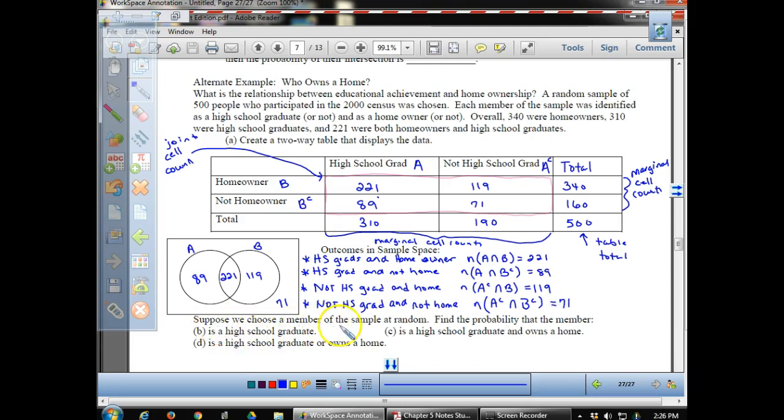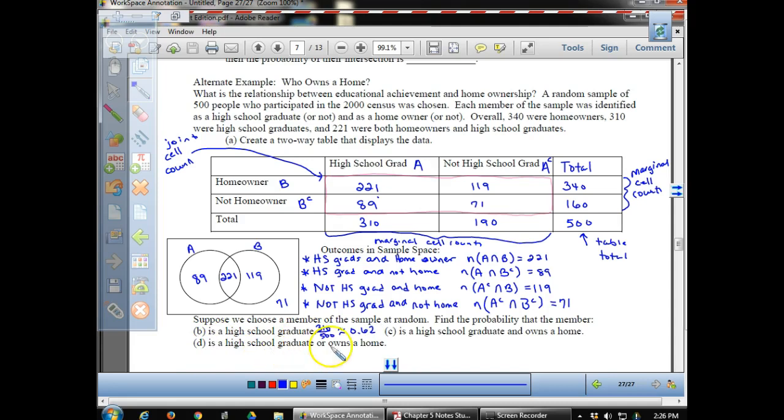Okay, so suppose we choose a member of the sample at random, find the probability the member is a high school graduate. So this is when I'm going to look at a marginal count of 310 divided by the table total of 500, and that's going to give me roughly 62 or 0.62.